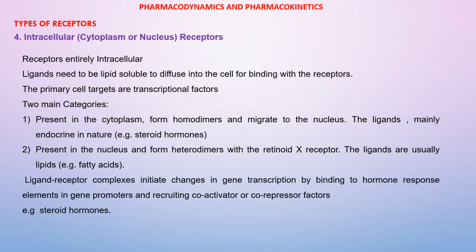The fourth category of receptors are intracellular receptors. These receptors are intracellular in nature and hence the ligand needs to be a lipid-soluble one to enter the membrane and bind to the receptor. There are two main categories of intracellular receptors based upon their location: in cytoplasm and in nucleus.